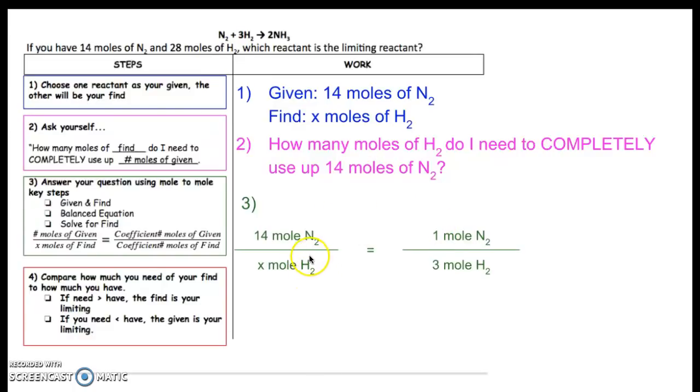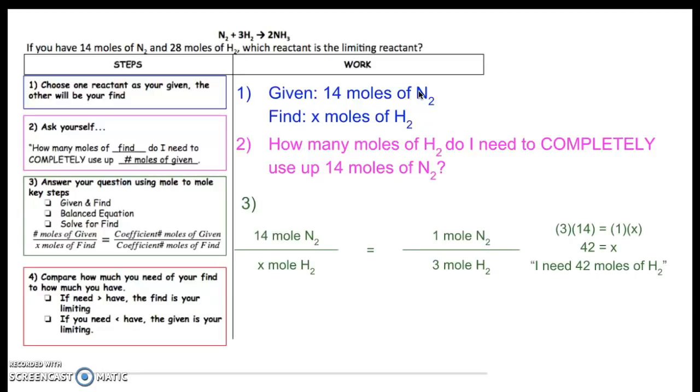I do the same thing for H2, which is in the bottom of that first fraction. So I go ahead and find it in the balanced equation, and there it goes. And so then I use the coefficient in front of it, 3 moles of H2. Once I have my two fractions set up, I can cross multiply and solve.